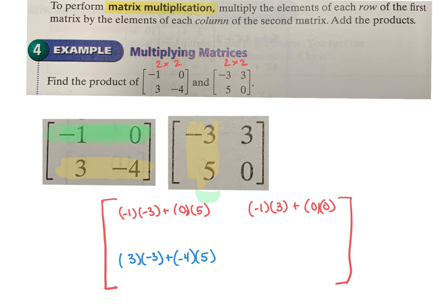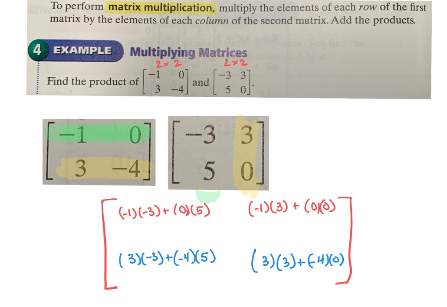And then I'm going to move on to my second column with that same row. And I'm going to say 3 times 3 plus negative 4 times 0. All right? What you'll notice is that it's going to be negative 1, 0, 0. And then if you look down, these should line up. Negative 3, the 5s, the 3s, and the 0s.